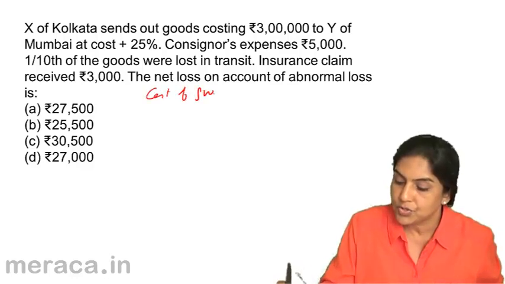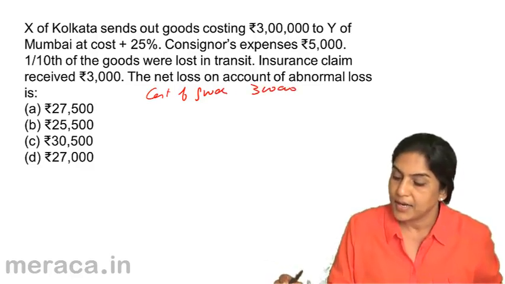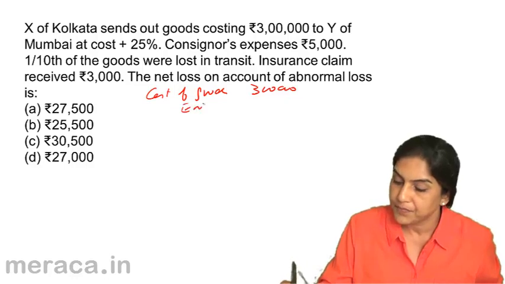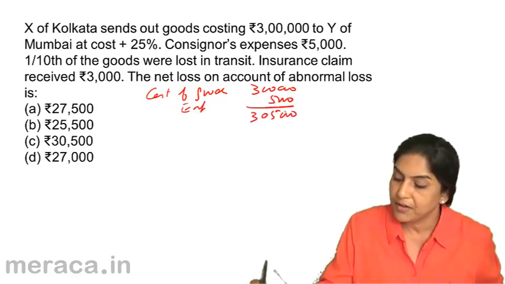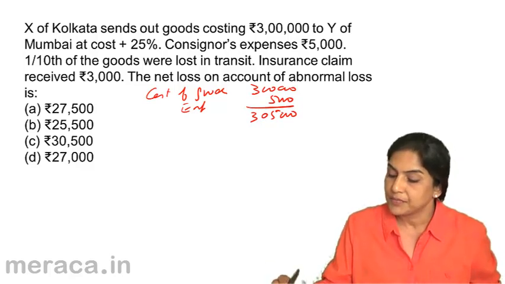Cost of goods 3 lakh. Expense 5,000. So 3 lakh 5,000 is the total cost of the goods.